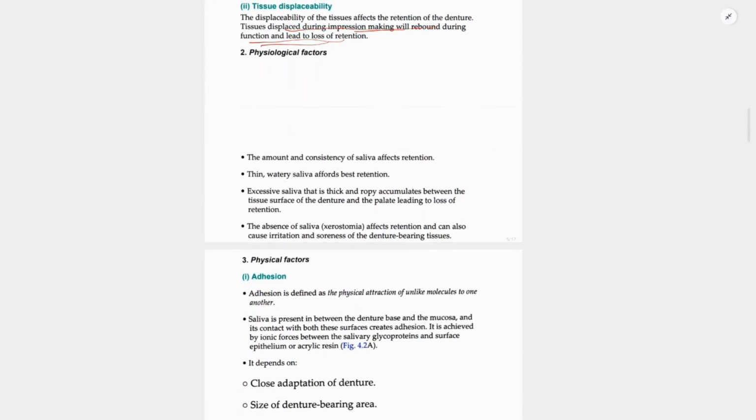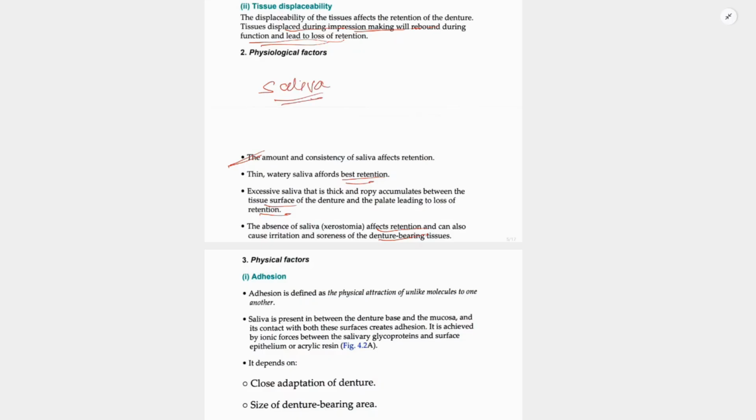Next comes the physiological factors. So the physiological factors depend on what? The amount and consistency of the saliva. It is very easy to remember. If thin and watery saliva is there, it will give you the best retention. Excessive saliva, that is thick and ropey, accumulates between the tissue surface, and absence of saliva affects the retention. So the main point to remember in the physiological factors is nothing but only saliva.